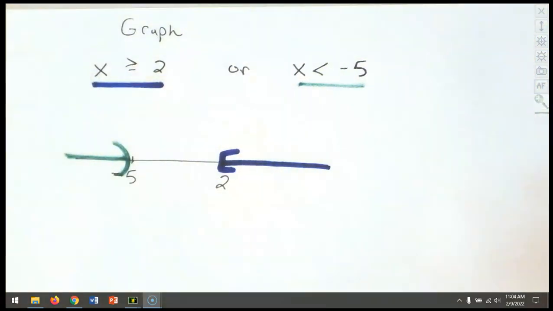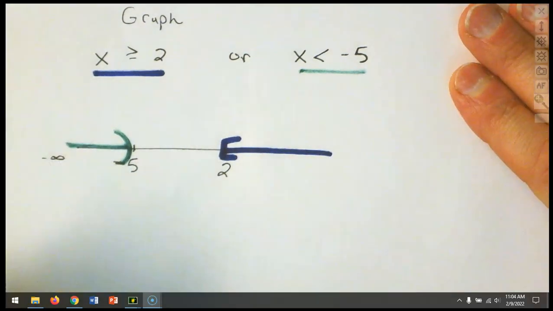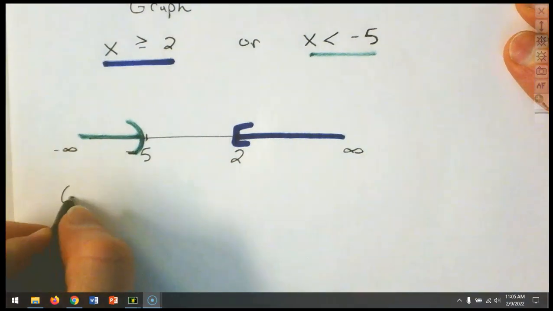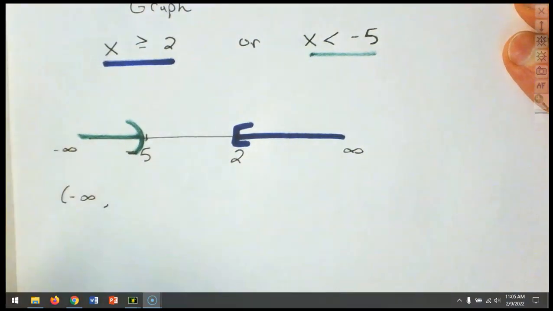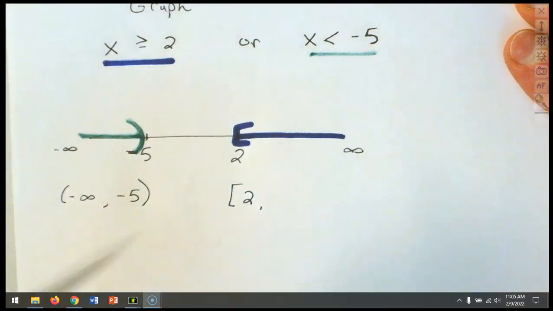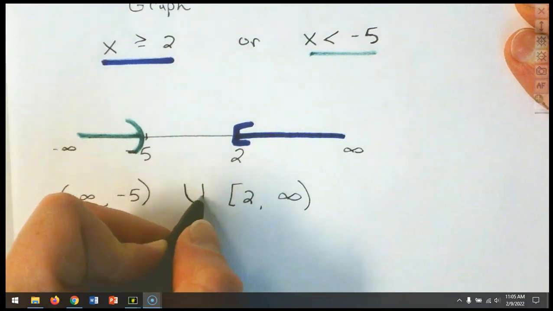Now, what does the or mean? Okay, or means we combine them together. Now, when we put these together, we're going to have to use a U for union. So we start with negative infinity on the left, and we end with positive infinity on the right. So in interval notation, we've got negative infinity to negative 5, both with parentheses. Our other piece is 2 with the square bracket to positive infinity. And what do we put in the middle? We have to unite them together, so we use a U for union.